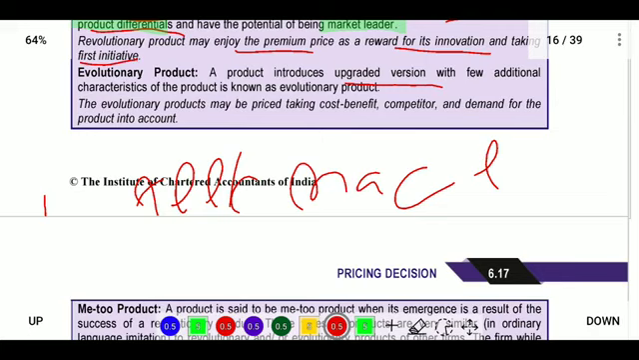Then they will charge for upgrade editions. That is an evolutionary product. Here the price takes into account cost, benefit, competitors and demand for the product. So if you add value to your product and add different types of technology, then competitors will not come to your product. This is the case.